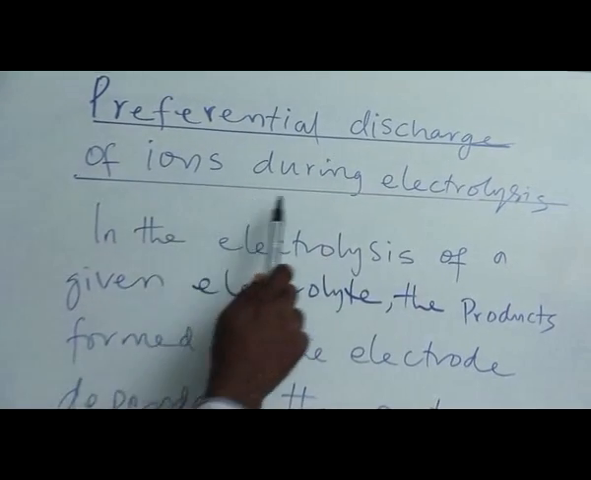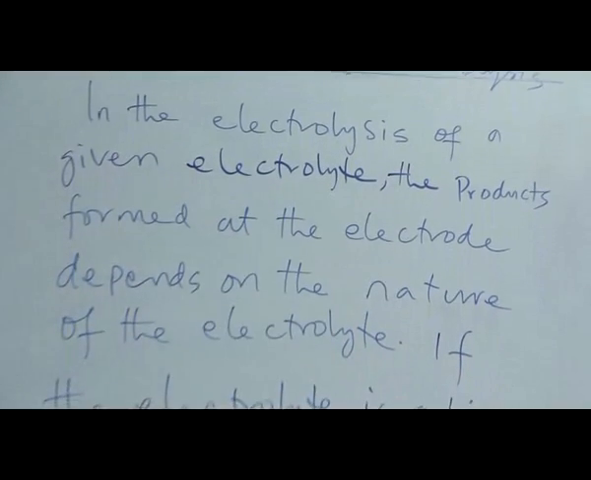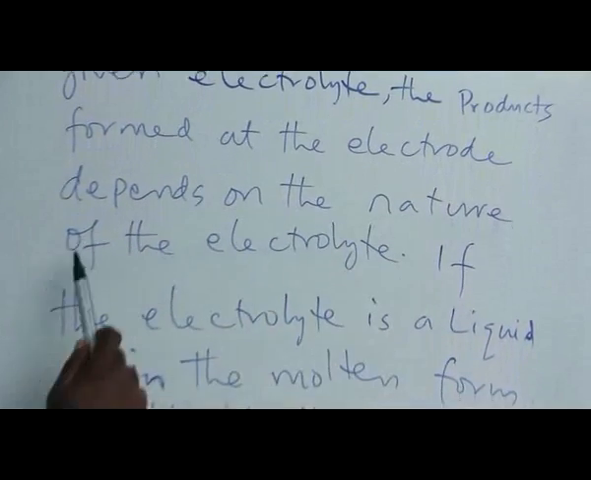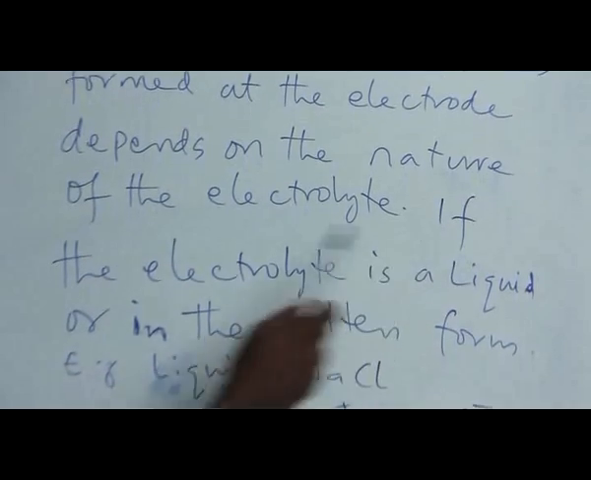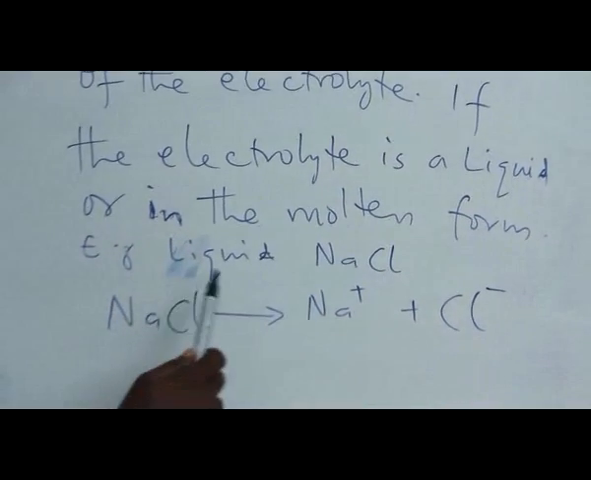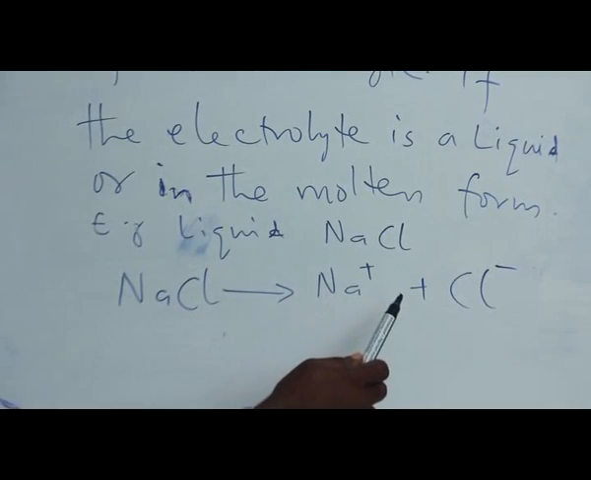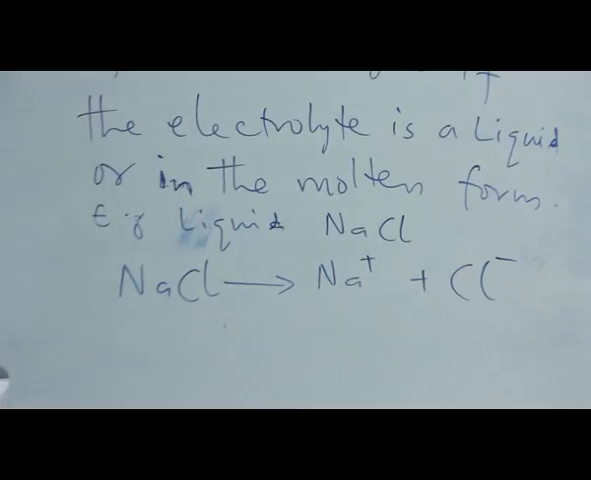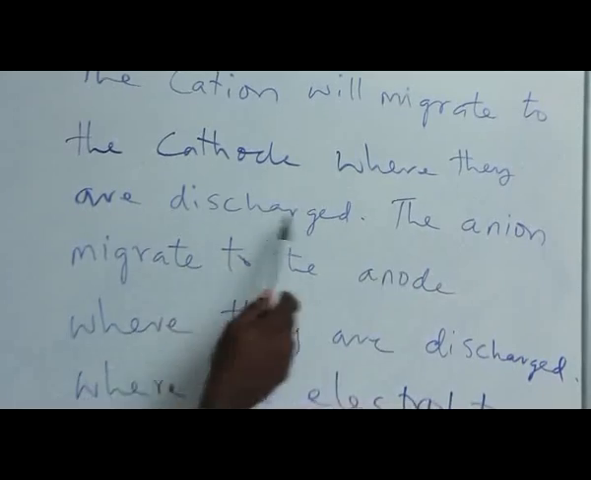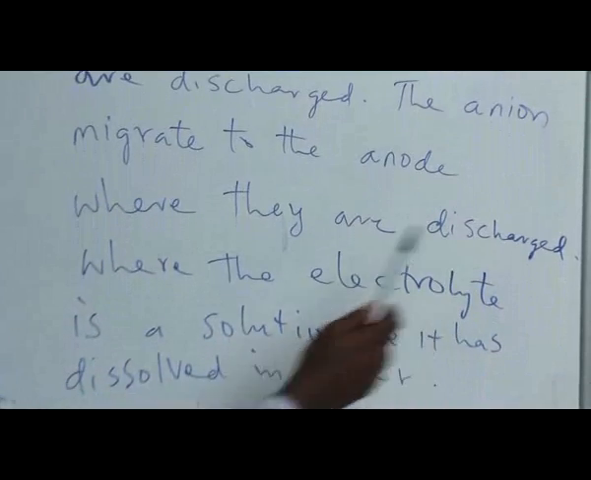Preferential discharge of ions during electrolysis. In the electrolysis of a given electrolyte, the products formed at the electrode depend on the nature of the electrolyte. If the electrolyte is a liquid or in the molten form, for example, liquid sodium chloride, sodium chloride will ionize to give Na+ and Cl-. The cations will migrate to the cathode where they are discharged. The anions migrate to the anode where they are discharged.